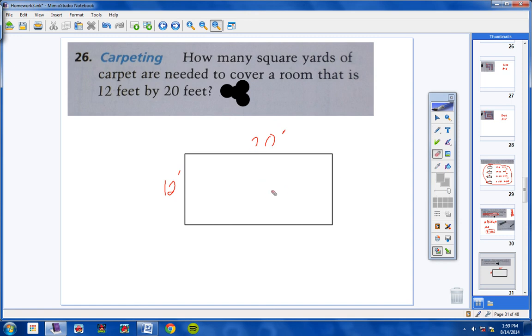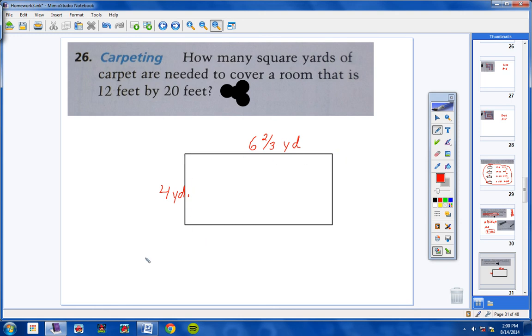So the only way to do that is to convert these numbers over to yards, okay? So 12 feet. Well, if I take 12 and divide it by 3, I'm going to have 4 yards. Okay, now I have 20 feet. If I take 20 and I divide it by 3, I'm going to come up with this right here, 6 2/3. I really don't want you to use a decimal. I would like you to keep these as fractions as much as possible. Okay, so I have 4 yards for the length of one side, the width of the room, and I have 6 2/3 for the other measurement.